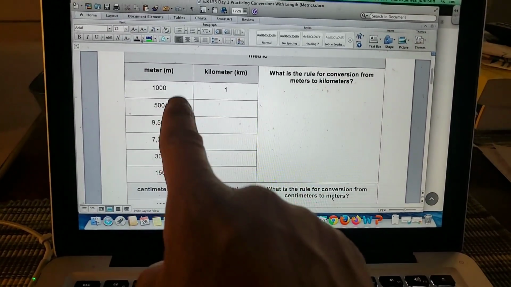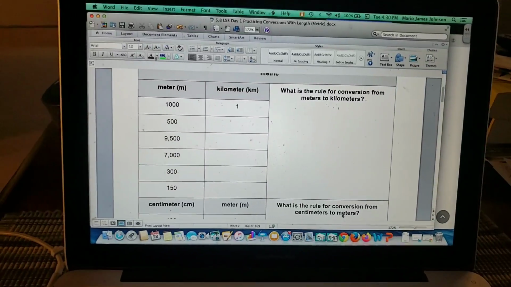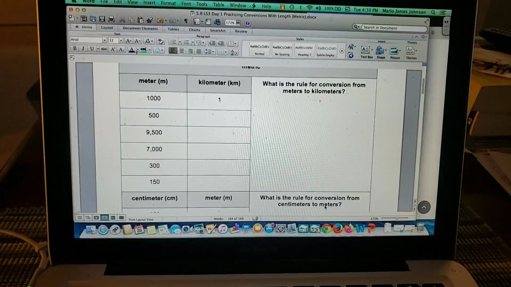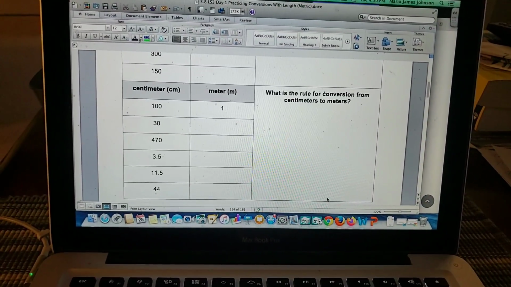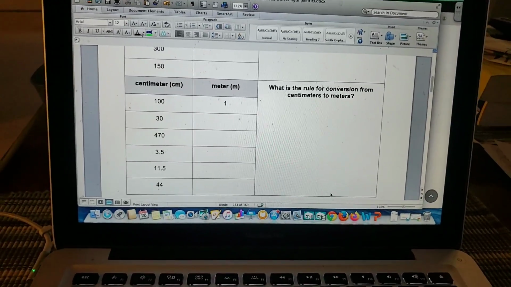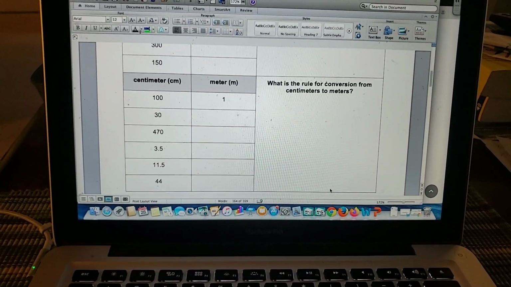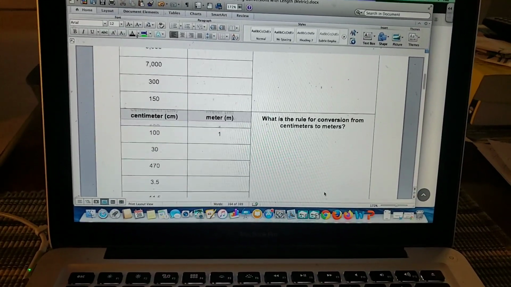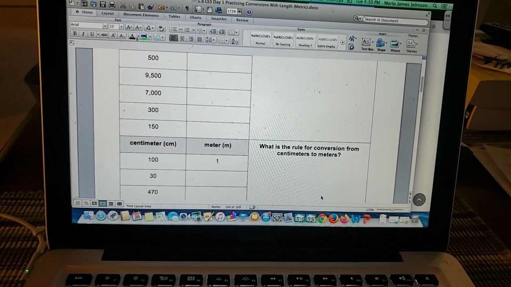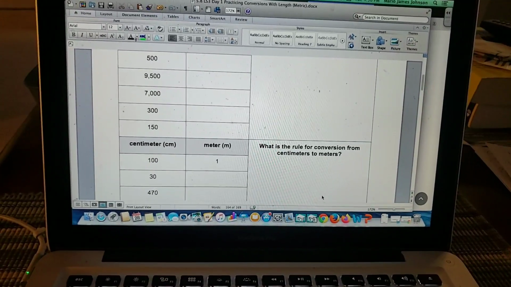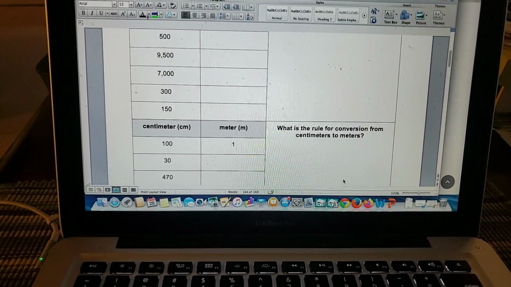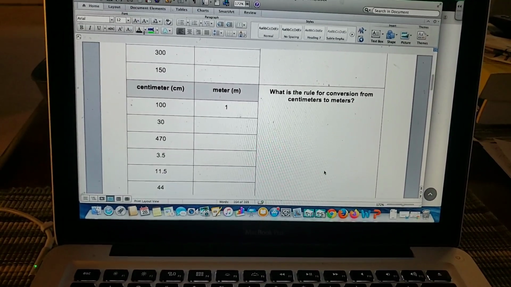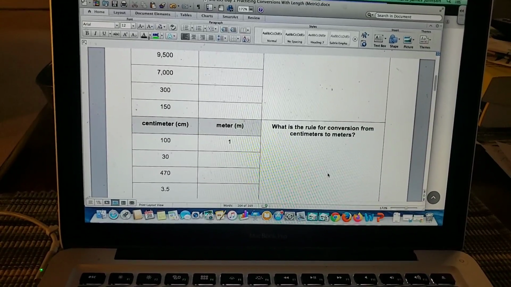So we're going to turn all these meters into kilometers. And just like we talked about on the board, how are we going to turn these meters into kilometers? And on the second chart, we're going to turn these centimeters into meters. How am I going to turn these centimeters into meters? And don't forget to write or type. Pretty much type, because you're going to do this assignment the same way you did the last assignment. You're going to do it on Google Classroom. Write down the rule. How do I convert these centimeters into meters? How do I convert these meters into kilometers?